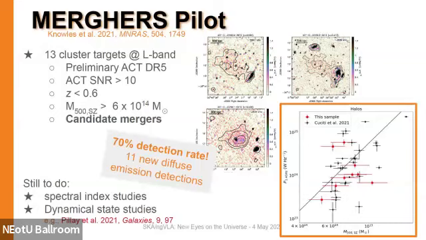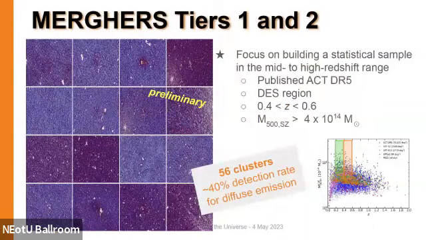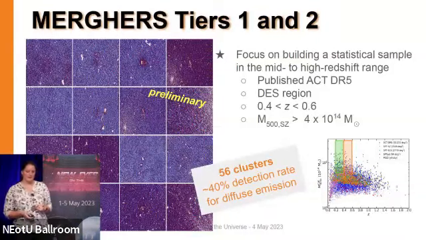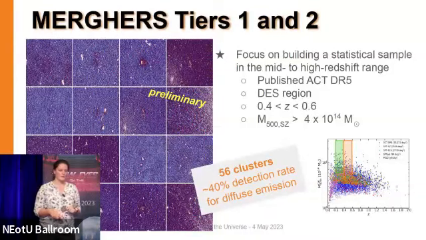So this gave us a good sense that we could actually start going after a statistical sample. And the first one we've selected is in the redshift range 0.4 to 0.6. This sort of mid to high redshift range really hasn't been probed before in terms of statistical studies. You can see the addition there on the mass redshift plot of where we're talking about.